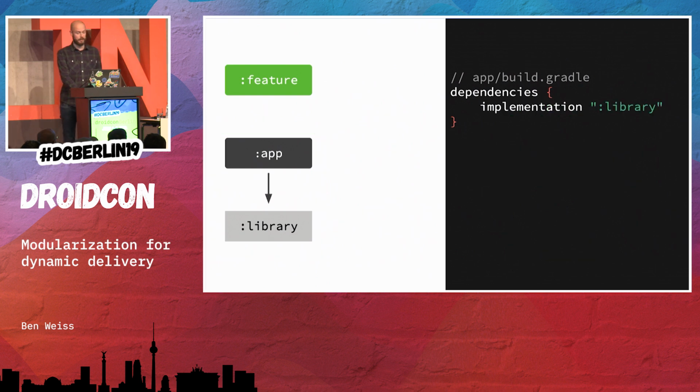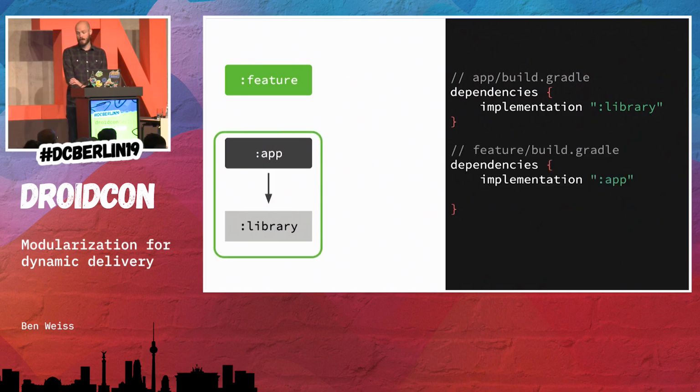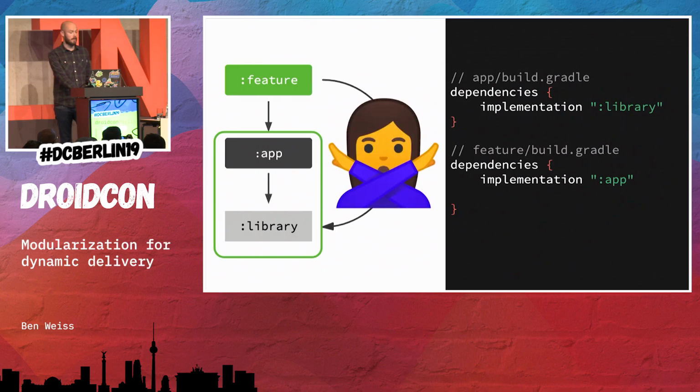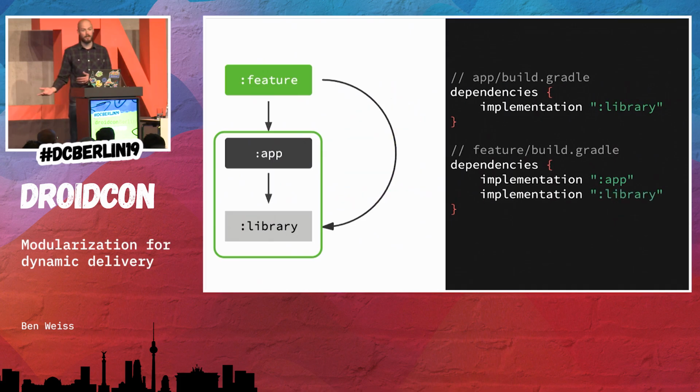So what you can do in that case is you can just say, again, you use implementation instead of the API keyword. The main problem here is that if you have implementation of app, the feature still can depend on the app and can access everything from app. But if you don't expose the dependencies directly, there is no way for the feature module to access part of the library, unless you just say, hey, the feature module also implements that, has an implementation of that library.